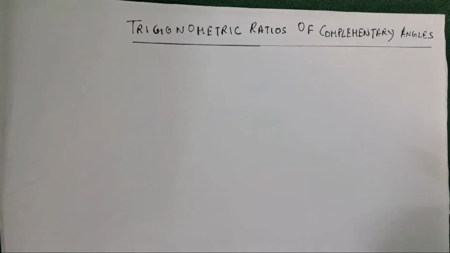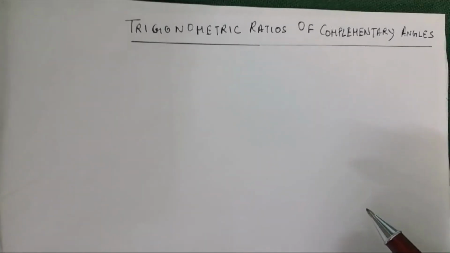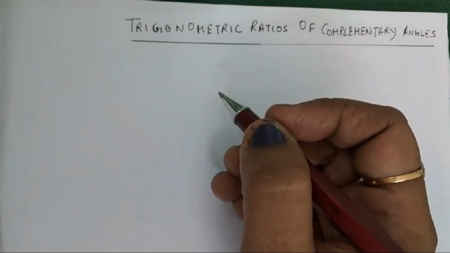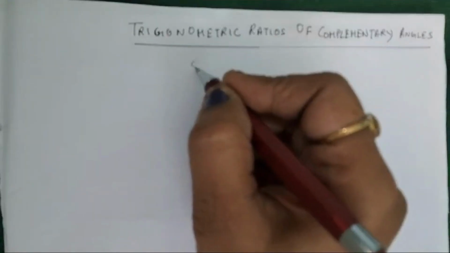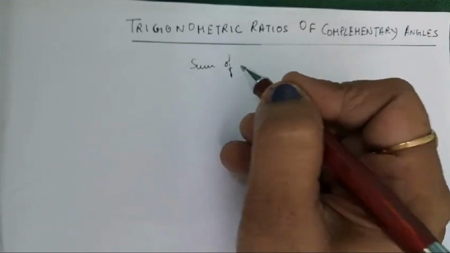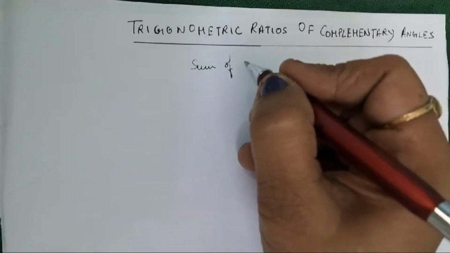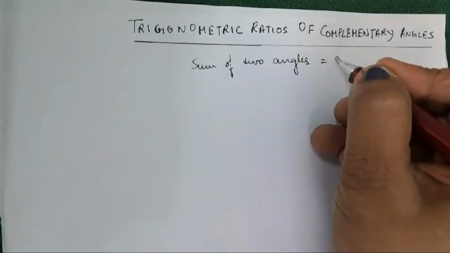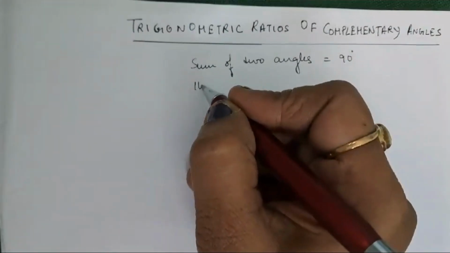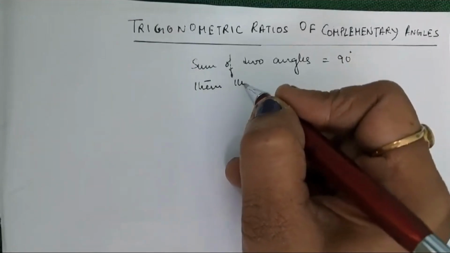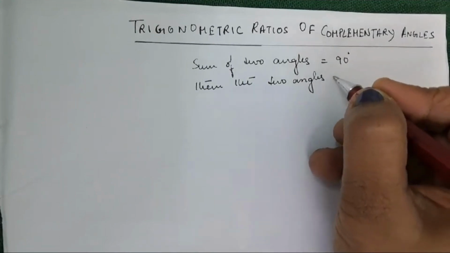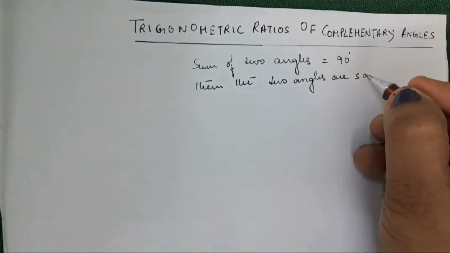Hello everyone. In this video, I will discuss the trigonometric ratios of complementary angles. Now, what do you mean by complementary angles? If the sum of two angles is 90 degrees, then we say those two angles are complementary.